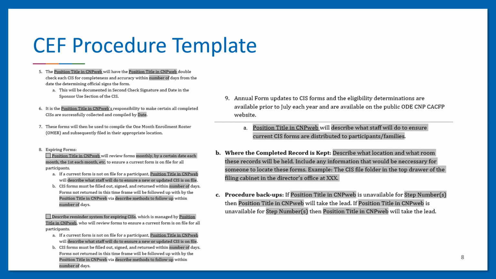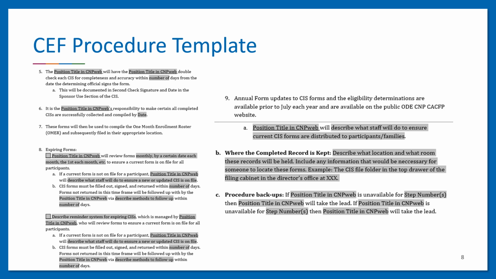The remaining steps in the record keeping and timeline section are Step 5, which provides details on the double check in the processed CIS forms, Step 6, which details who is responsible for and when the CIS forms will be completed and collected by. Step 7, which is applicable to those who need to create a 1-month enrollment roster or OMER. Step 8, which requires details on how expired forms will be handled. And Step 9, which details out the annual distribution of the forms.